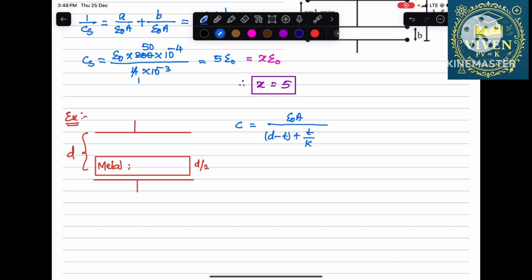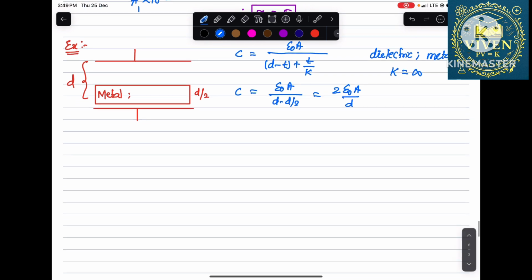Okay, but what was the dielectric used here? The dielectric used here is metal, and already we know that for a metal dielectric constant will be how much? K is equal to infinite. Remember, K equal to infinite. So therefore C is equal to epsilon naught A by simply d minus t, that is d minus d by 2. So which is going to be 2 times epsilon naught A by d. Got it, guys? So in this way we can learn the combo questions in an easier way.